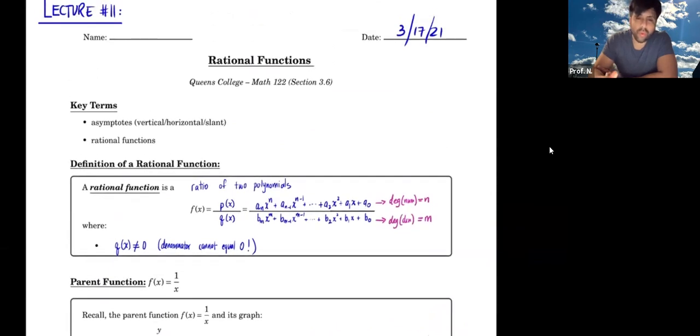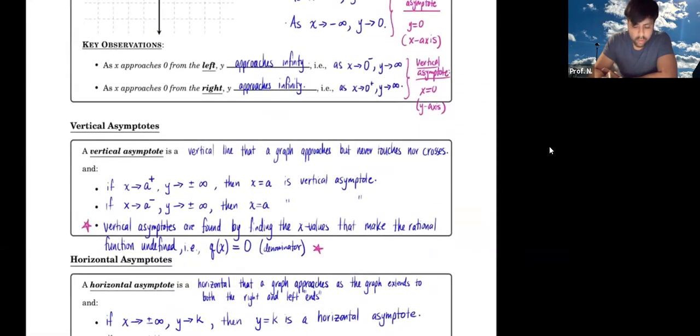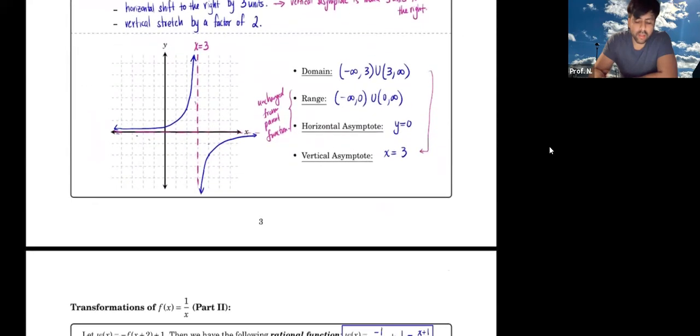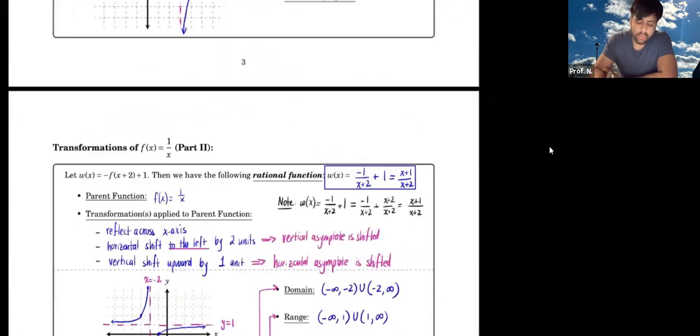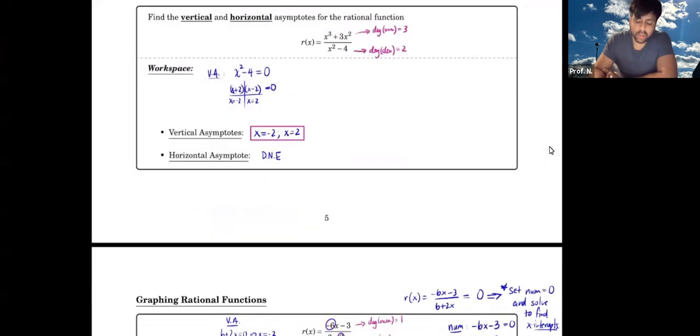And rational functions as a whole is definitely very much studied, especially in calculus, and so it's worthwhile to go through as carefully as possible to understand graphing rational functions, understand its end behavior, understand where it goes wrong with the domain, understand how that affects the domain and the range and the asymptotes. And so, yeah, that's what we've been on so far.